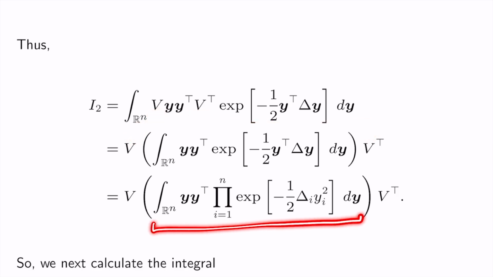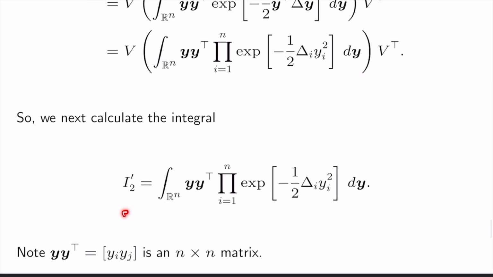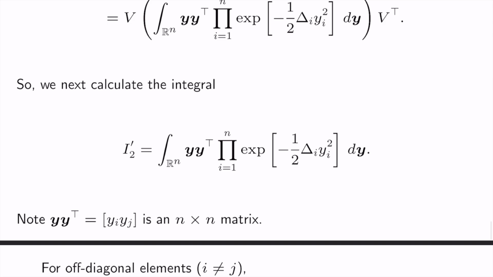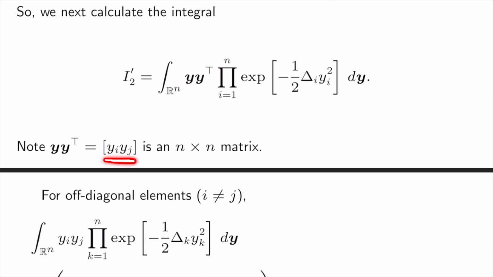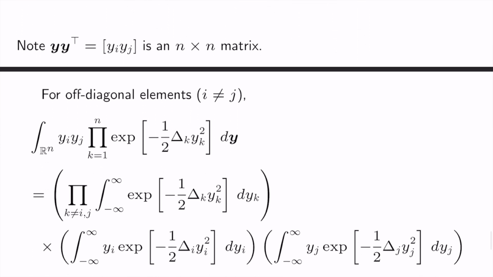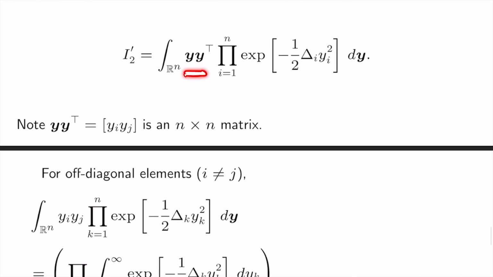Now we consider this part. So we now take this out as I2 prime. Now this y times y transpose, its elements are like this. It's an n by n matrix. We consider the off-diagonal and diagonal elements separately. First consider off-diagonals. So i not equal to j in this ij element. So if we take this element out, in this matrix we only consider the ij element.